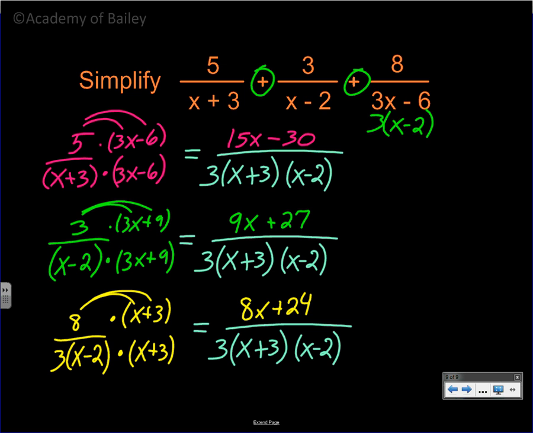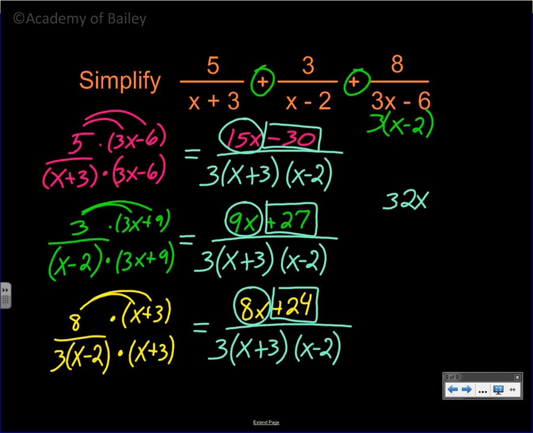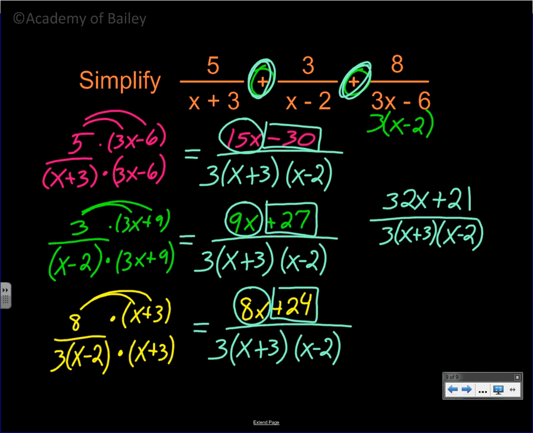So now that you have all common denominators here, we are going to add 15x plus 9x plus 8x. Well, 15 plus 9 is 24, plus 8 is 32x. Negative 30 plus 27 plus 24, and remember I'm getting my pluses from right here. Negative 30 plus 27 is negative 3, and you add 24 to that, you get a positive 21. And what do we have on bottom? We have 3, x plus 3, x minus 2.